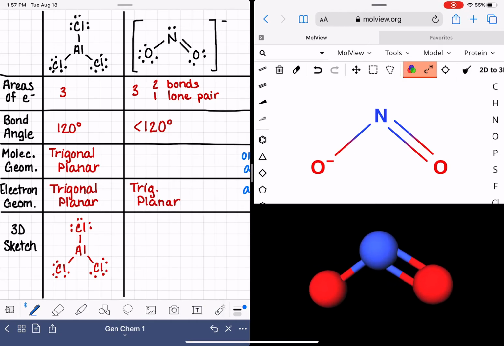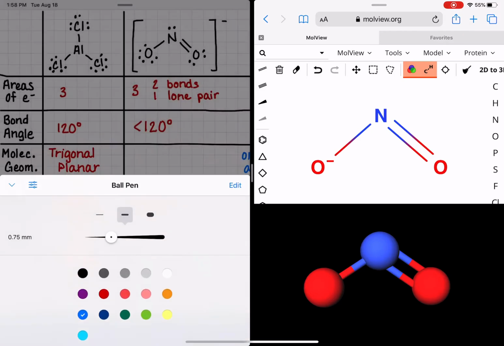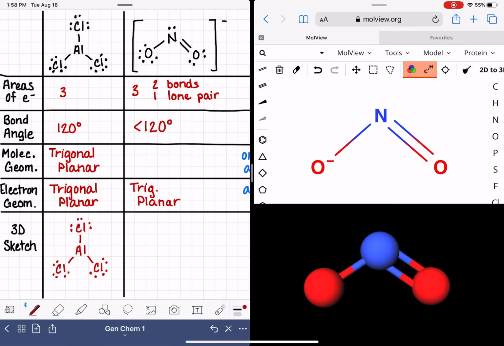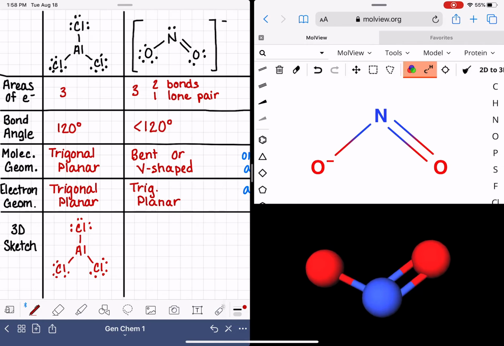And if we look at this particular molecule, we can't see the lone pair of electrons on the nitrogen. They're not being represented. So what we see is the molecular geometry. We see the shape of this molecule. This particular molecular geometry is called bent because it has a bent shape. Some people call it V-shaped because if I flip it upside down, you can see that it looks like a V.